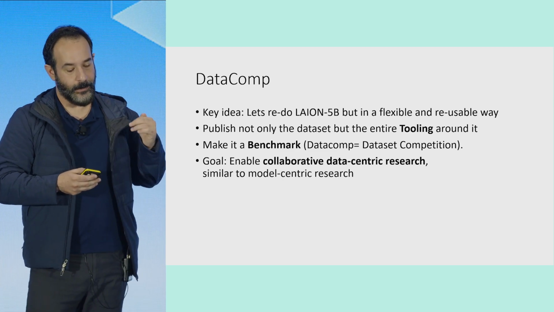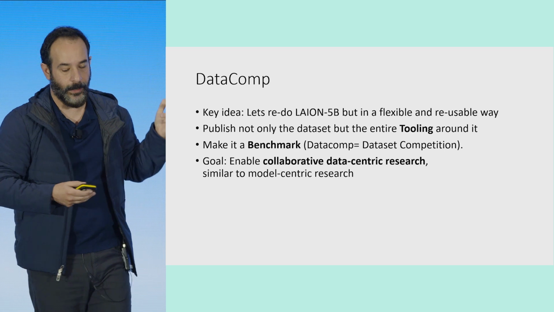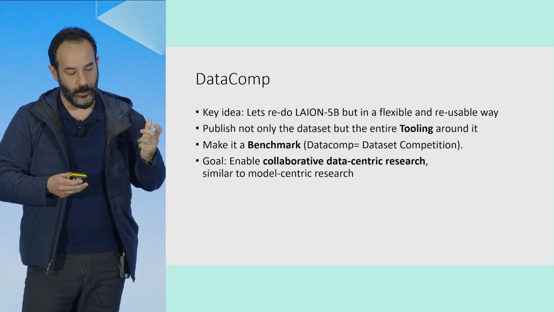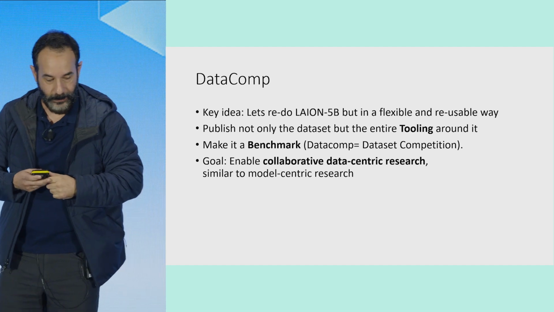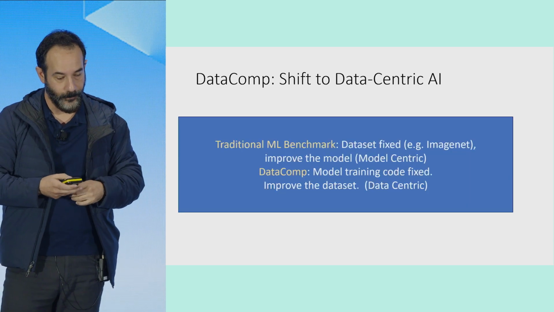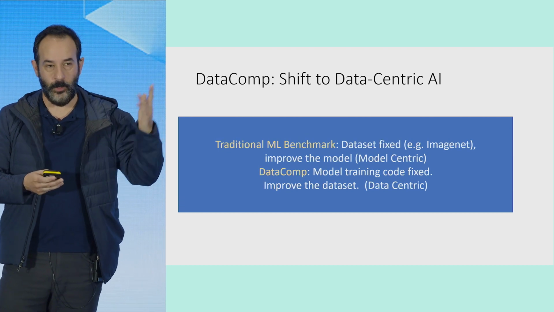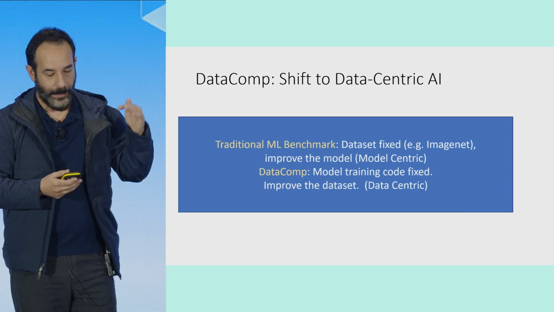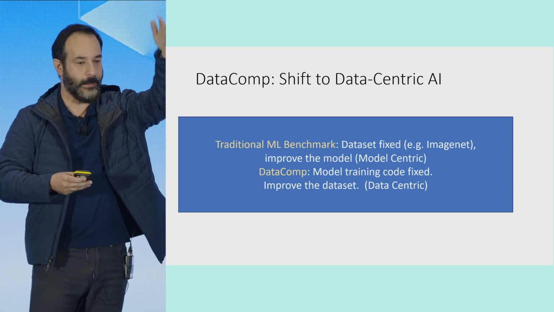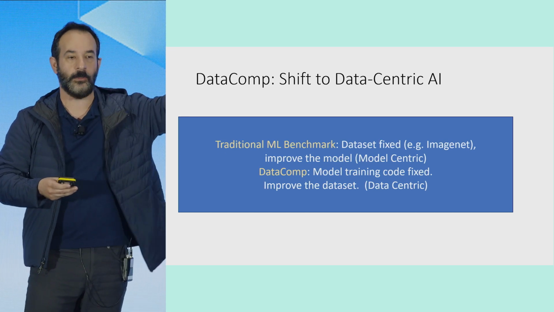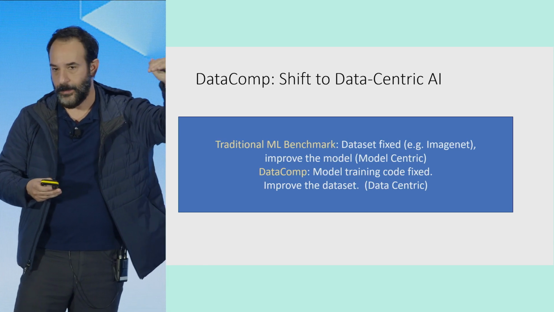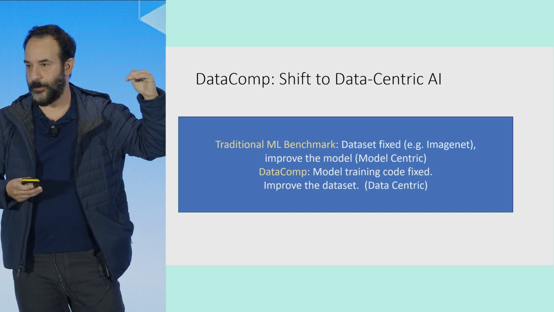And not only publish the data set, but also the entire tooling around the data set, and make it a benchmark and competition that enables collaborative data-centric research, similar to model-centric research, which is the classical work. So if you worked in research in AI, you know the classical model, like ImageNet, is fixed. You try a method, I try the method, everybody tries a method, then we go to NeurIPS and we say, I got 71% on ImageNet, what did you get, right? That was the classical way we were doing research.